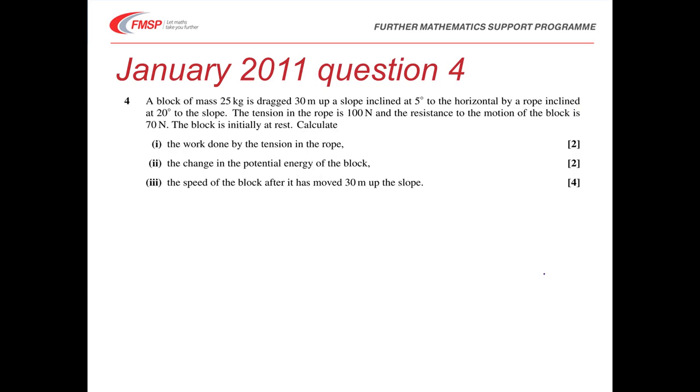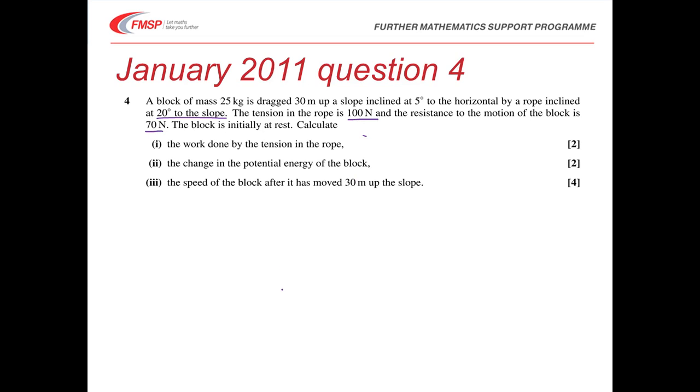A block of mass 25 kilograms is dragged 30 meters up a slope inclined at 5 degrees to the horizontal. It's pulled up by a rope inclined at 20 degrees to the slope. So the force being applied is not parallel to the distance that the block moves. The tension in the rope we're given is 100 newtons, and the resistance to motion.